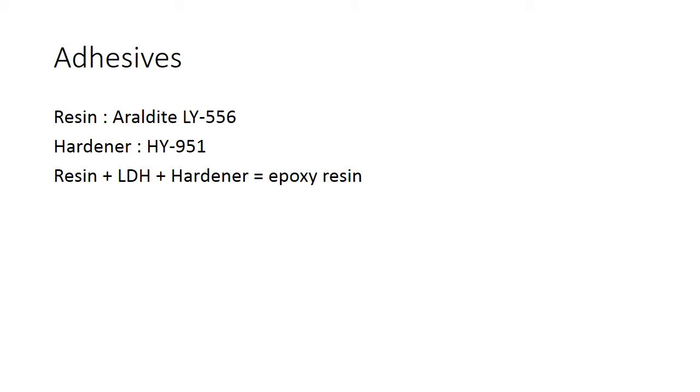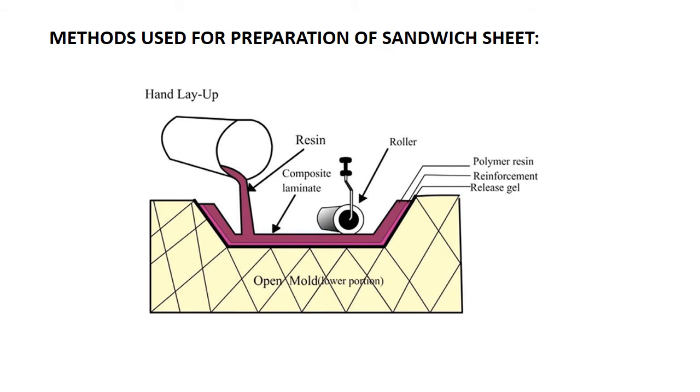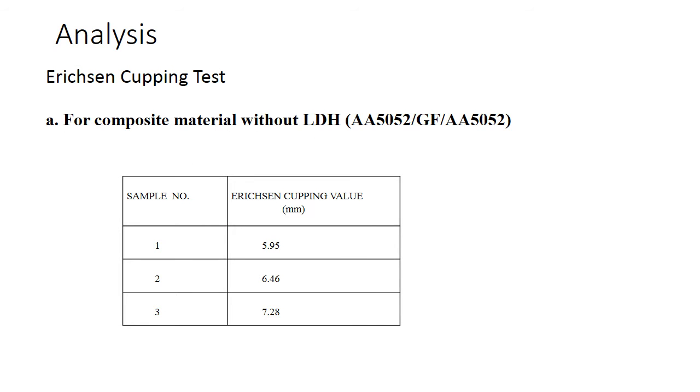Resin I mixed with LDH first, because if I had mixed with hardener, the lamination would have started. So I first mixed with LDH, then I mixed with hardener, from which I basically got a mixture of epoxy resin. The method used for the composition of this sandwich sheet is the hand layup method. The analysis, as I've stated below, started with a resin cupping test.